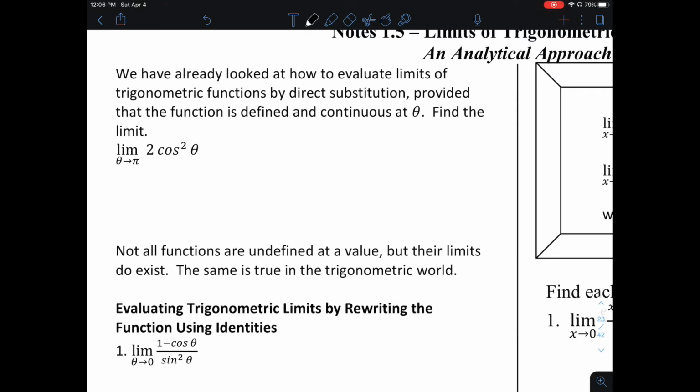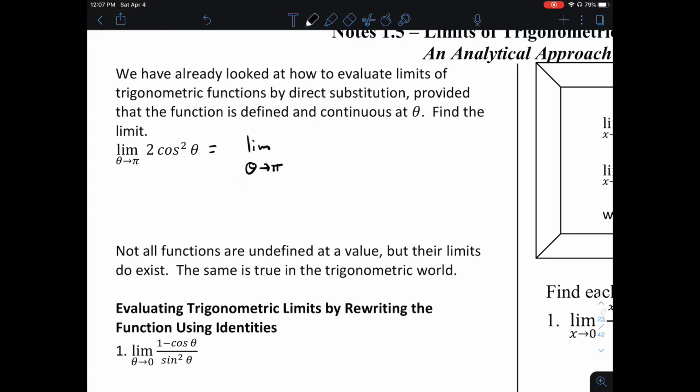We've already looked at how to evaluate limits of trig functions by direct substitution, provided the function is defined and continuous at theta. Let's find this limit. So just a little recap. This is going to be the limit of theta as it approaches pi.